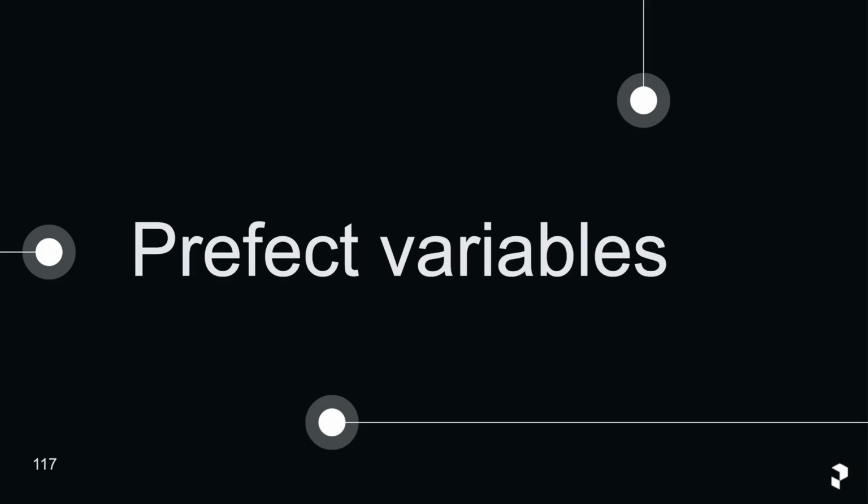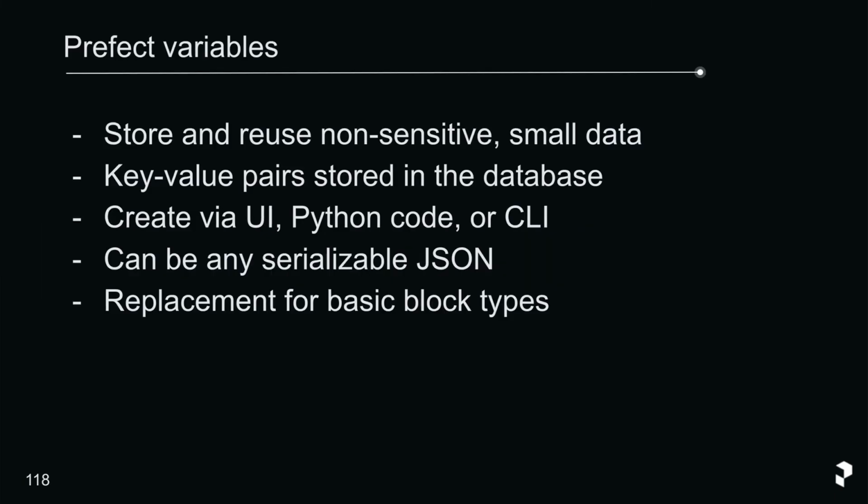Closing the chapter on retries, let's cover Prefect variables. Prefect variables are a nice way to store and reuse non-sensitive data. They're represented as key value pairs stored in the Prefect database for easy retrieval and reuse. You can create them in a variety of ways: through the UI, through the Python SDK, or through the CLI. They can be any serializable JSON, and they're pretty much a stand-in replacement for basic block types that store regular JSON.